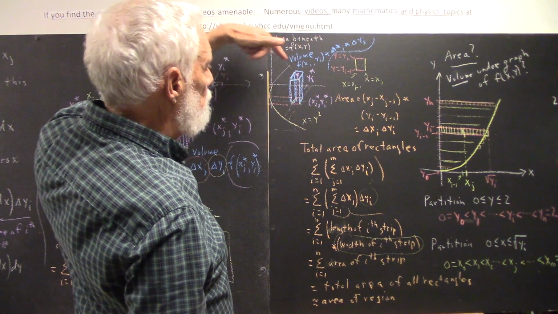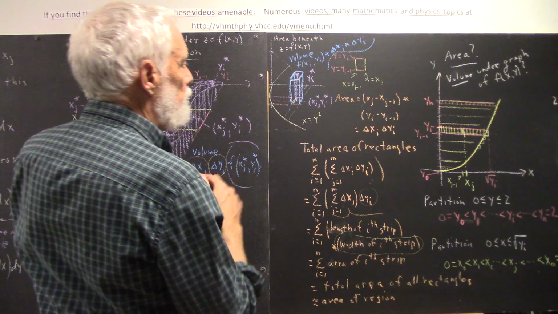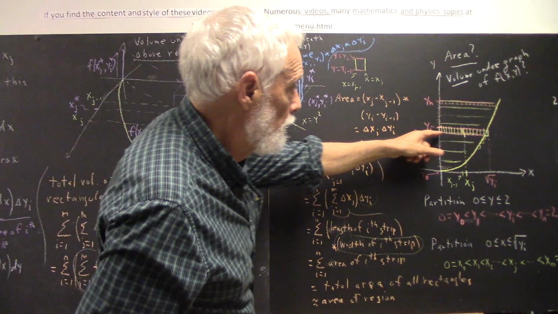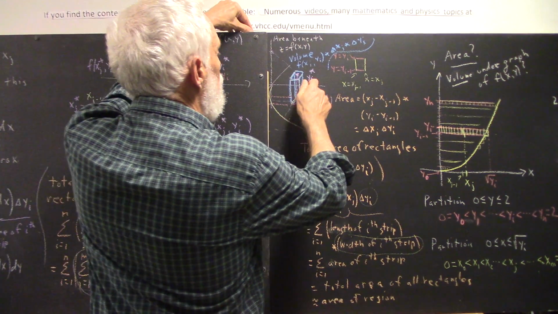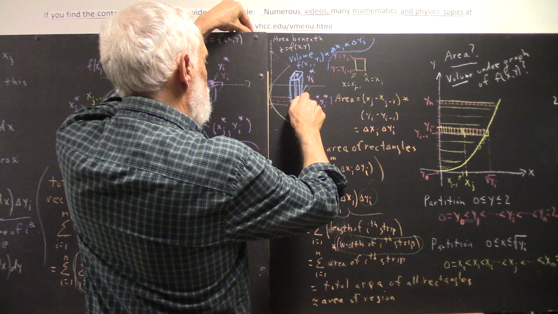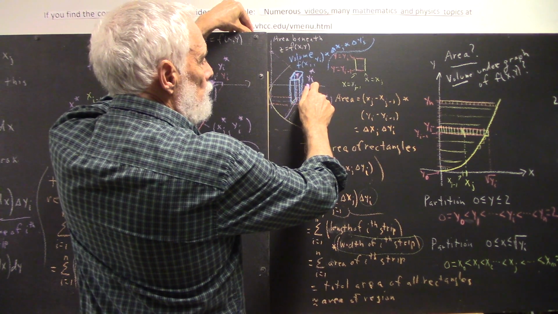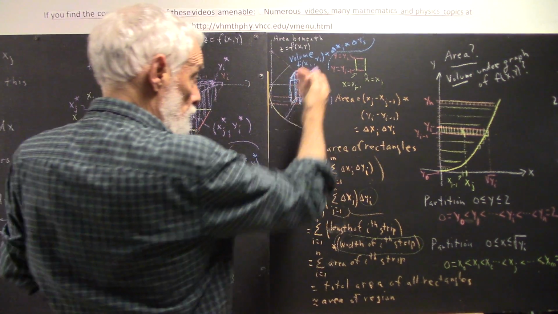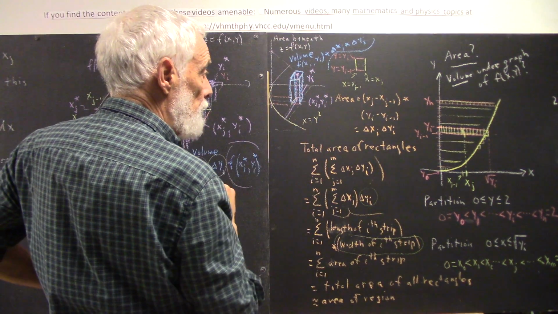If we now look at all the rectangular regions within this strip from y sub i minus 1 to y sub i, of course we're talking about this strip here, we're talking about all the rectangles, then we have this segment that goes from x equals 0 to the square root of y sub i star, or something close to the square root. Well, from x equals 0 to the square root of y sub i star.